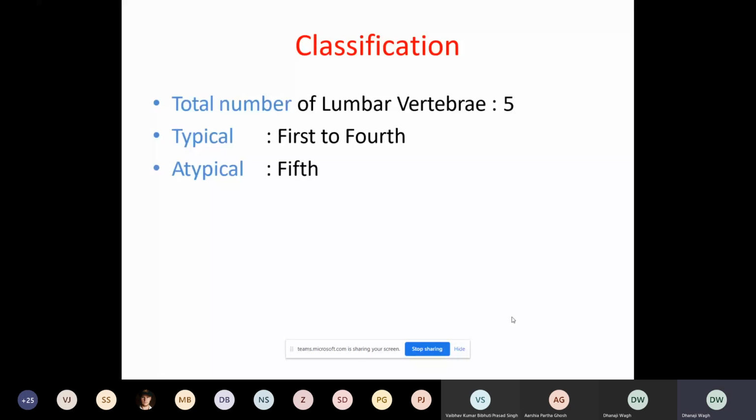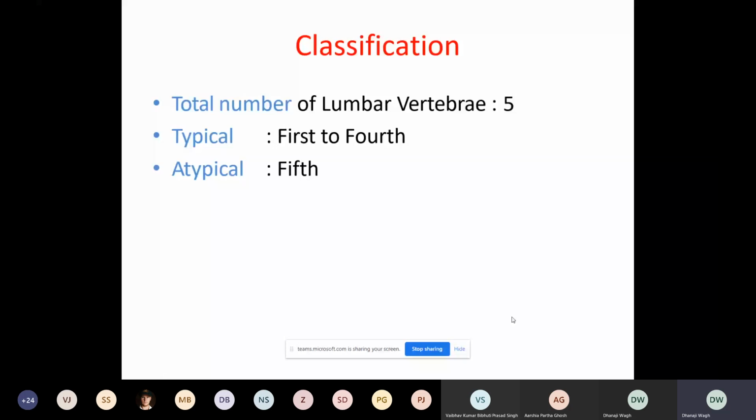The first to fourth are typical lumbar vertebrae, which have the same features, and the fifth one is the only atypical lumbar vertebra. Now we are going to see the lumbar vertebra. In this diagram, you can see there is a massive body.